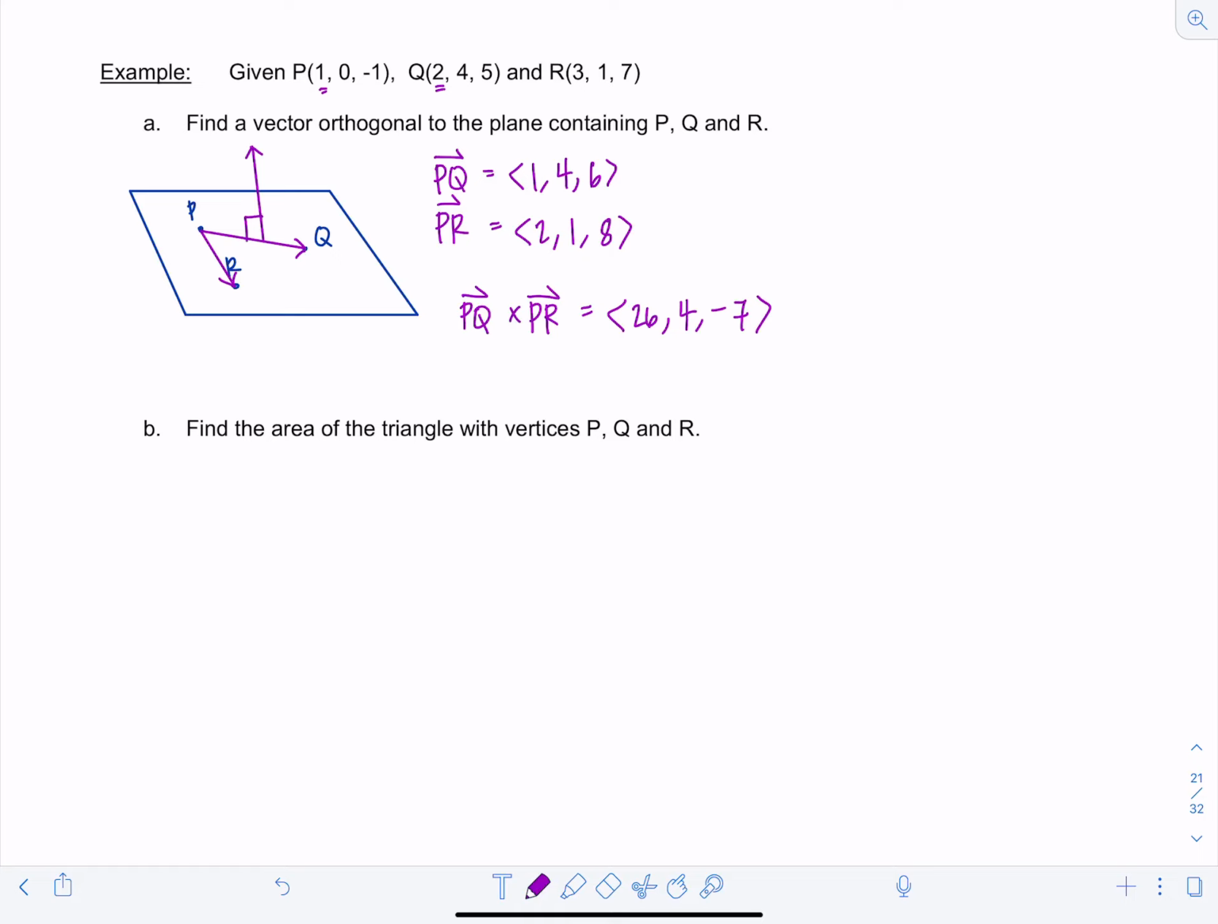Okay, so there's a vector that's orthogonal to the plane. It didn't say anything about it needing to be a unit vector or anything. And I would need to use the right-hand rule to figure out if it went upward or downward with respect to the plane.